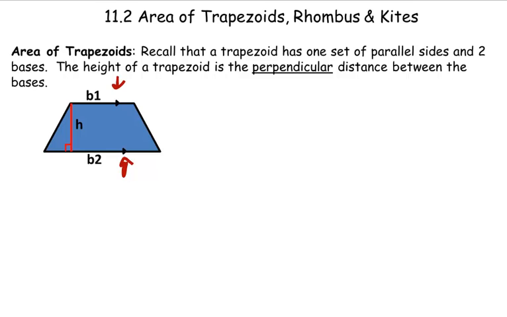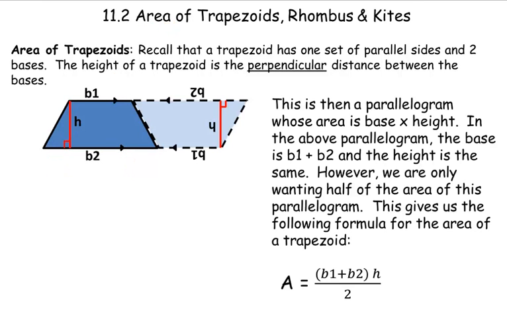The height of your trapezoid is going to be the perpendicular distance, and this is really important with the height, is that it's perpendicular. You're always looking for that perpendicular distance between the two bases. Okay, so understanding what a trapezoid looks like is going to help us to figure out the area, and that's what we're working on now, finding the area. Let's go to the next one.